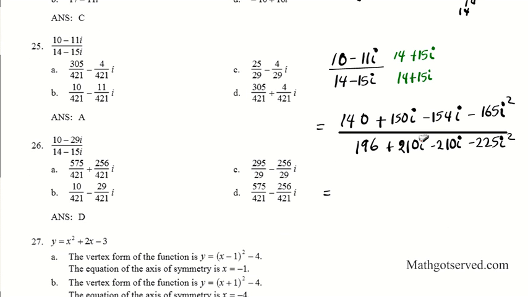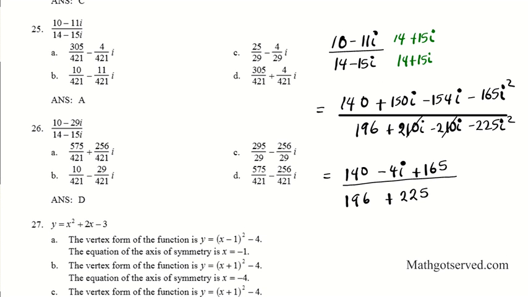Okay, now let's simplify this further. On the numerator, we're going to have 140 plus 150i minus 154i, so combining these two, since the bigger number is negative, it's going to be minus 4i. And then i squared is negative 1. If you multiply it by that, it becomes plus 165. And then divided by, in the denominator, I have 196. These two are opposite, so they cancel out. And then i squared is negative 1 times this is positive 225. Okay? Alright, so just remember that i squared is negative 1 and it changes the sign.